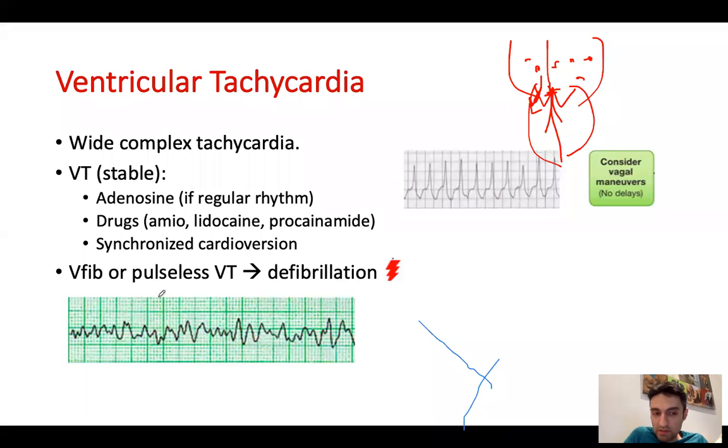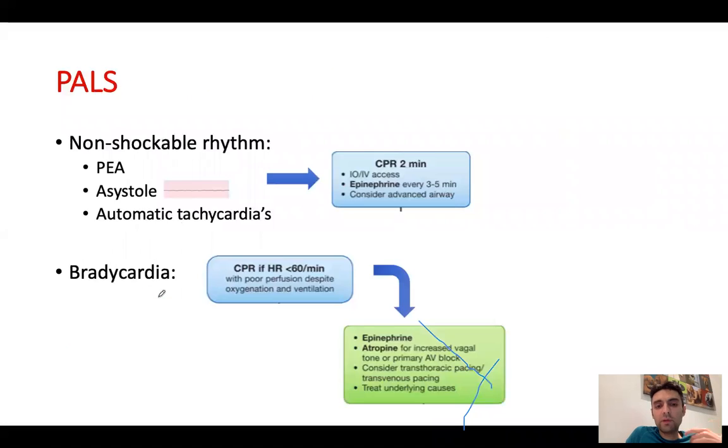If the patient is unstable, like our patient, or he's indeed in VFib, or there's pulseless VT, of course you have to defibrillate immediately. There's no time to give drugs. Okay, guys? Okay, so in this case, we shocked him.